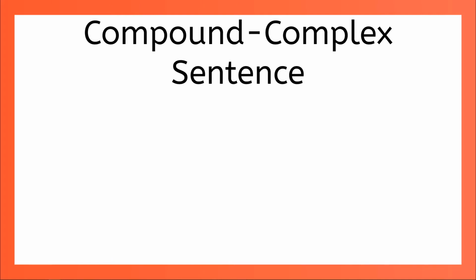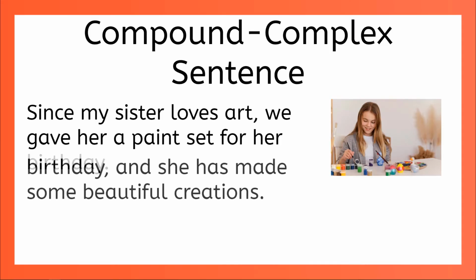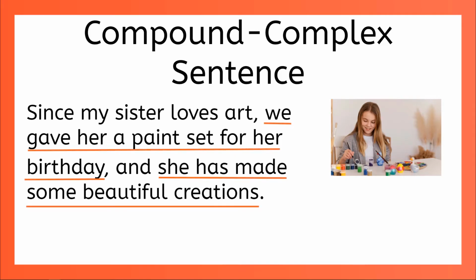Here's another example. We can start with the complex sentence. "Since my sister loves art, we gave her a paint set for her birthday." Then we make it compound by adding, "and she has made some beautiful creations." Now we have two independent clauses joined by a comma and coordinating conjunction, and we have a dependent clause. So it's a compound complex sentence.